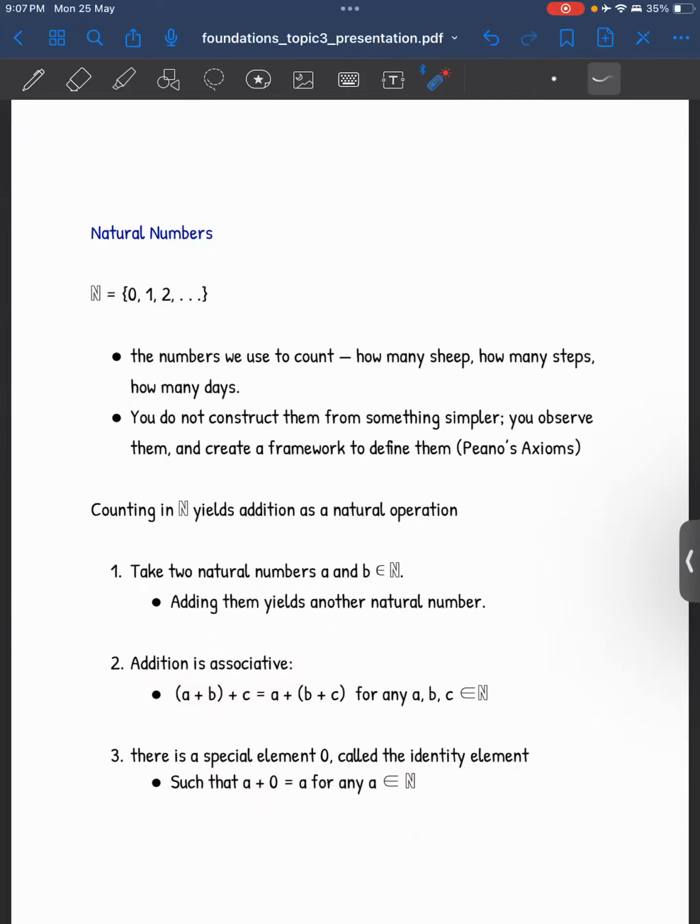The next two topics trace the construction of the number systems, and through them, I want to introduce the concepts of monoids, groups, rings, and fields. Let's begin with natural numbers.